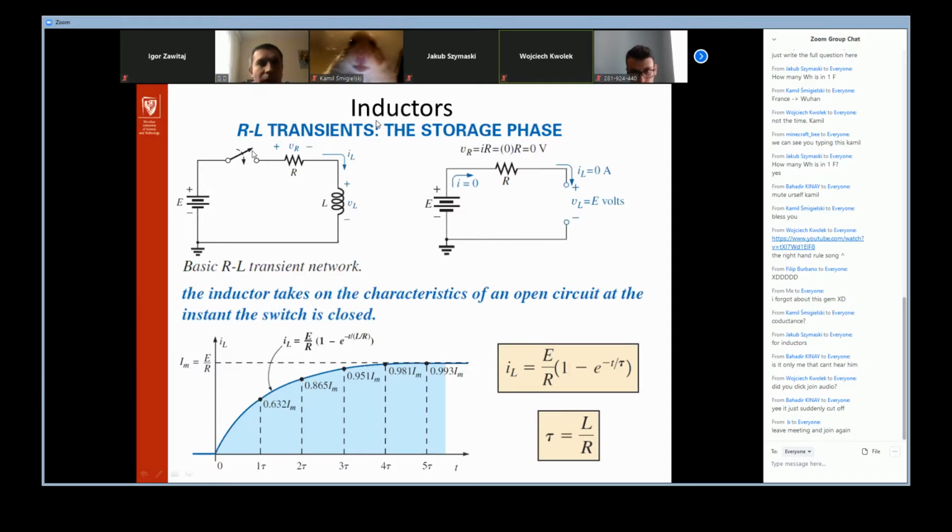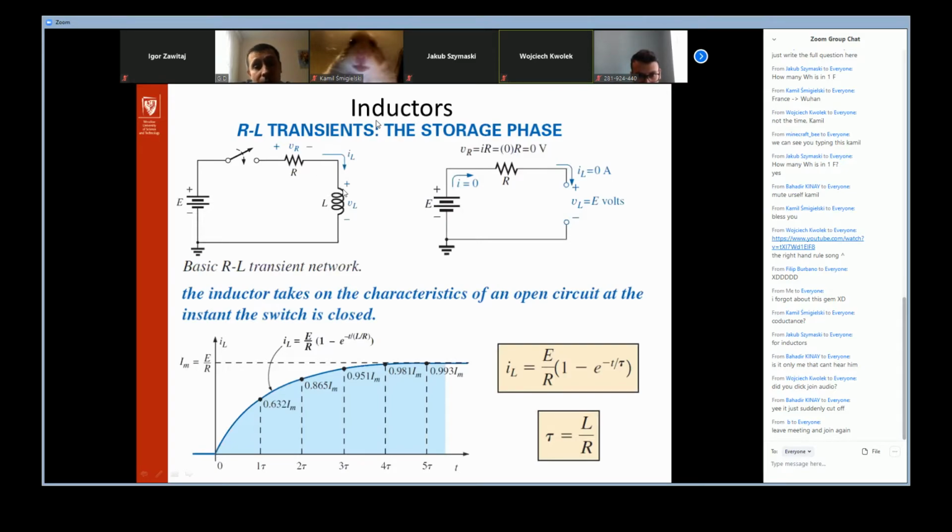So at the first moment, the current IL wants to pass through all components, and it is only limited by the resistances. The ideal coil has zero resistance, so at first look, the current IL should have the value E over R. However, it is not true. Why? Because at the first moment, the current starts from zero. The question is why?